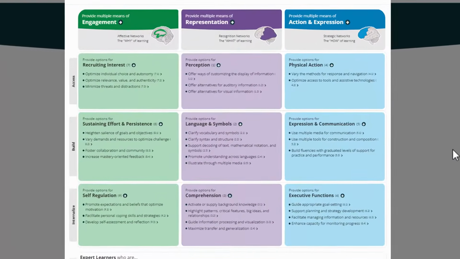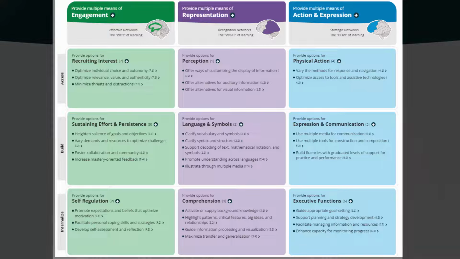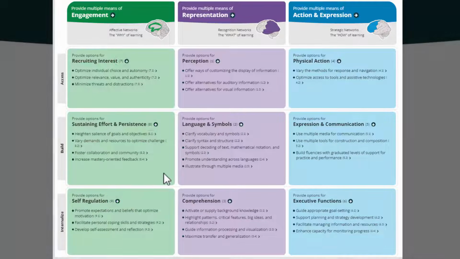The principles each contain three guidelines which help us to implement that principle. For example, the engagement principle contains guidelines which talk about providing options for recruiting the interest of our learners, options for sustaining their effort and persistence, and options for how they self-regulate to reflect and stay the course. Each guideline is numbered for easy reference. Note that all of the guidelines start with providing options for learners in some way, which is a key tenet of UDL.